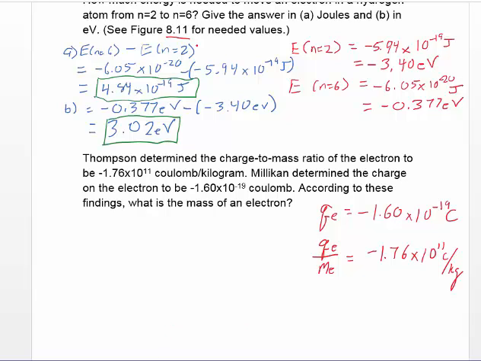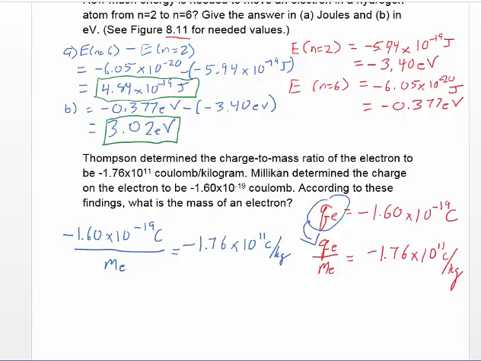Now that we know the charge, we can plug the charge into this ratio that was found and then determine the mass. If we did that, we would get negative 1.60 times 10 to the negative 19th coulombs divided by the mass of the electron is equal to negative 1.76 times 10 to the 11th coulombs per kilogram.